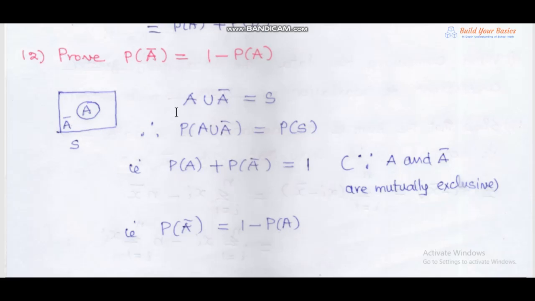Therefore, probability of A union A bar equal to probability of S. A and A bar are mutually exclusive events because A and A bar are disjoint. Therefore, probability of A union A bar equal to probability of A plus probability of A bar equal to probability of S. S is sure event, so probability of S is 1. And therefore, probability of A bar equal to 1 minus probability of A. That's all.